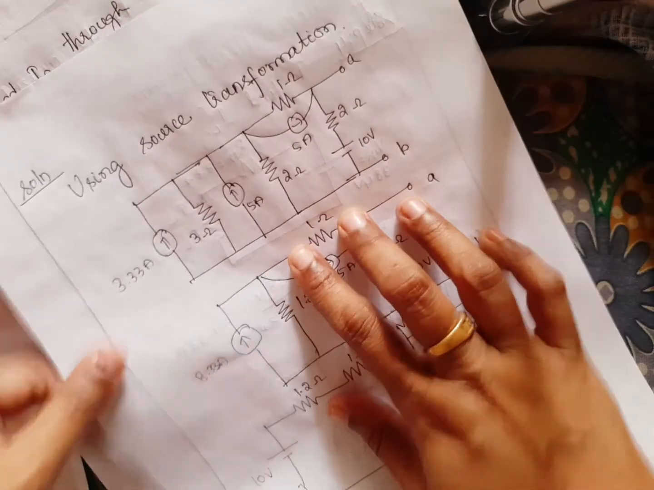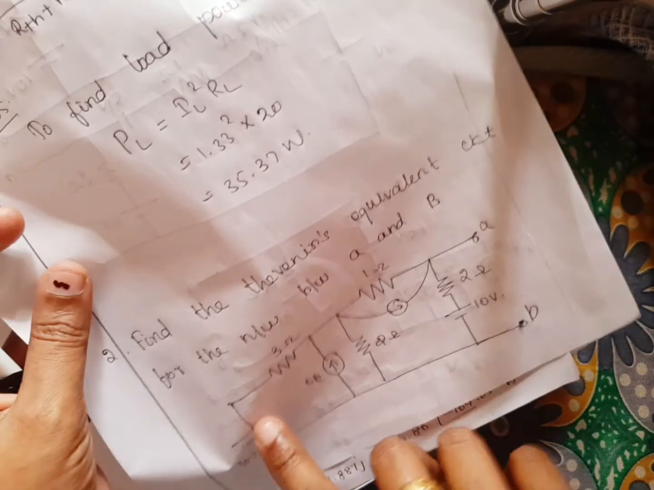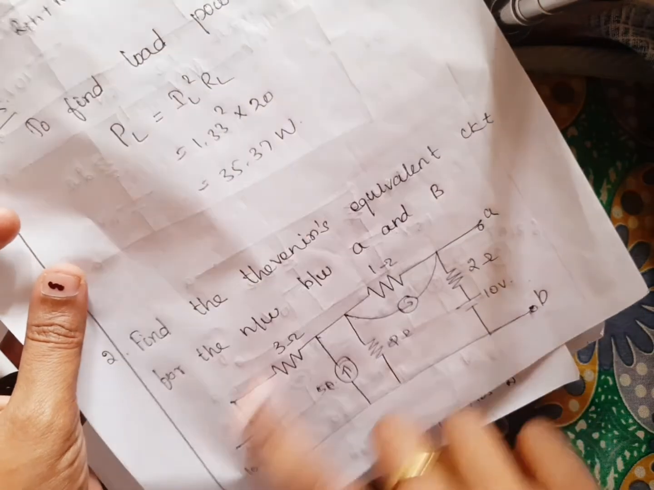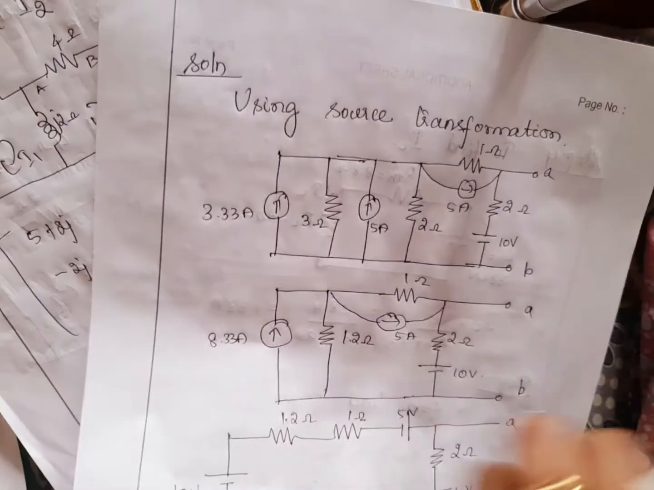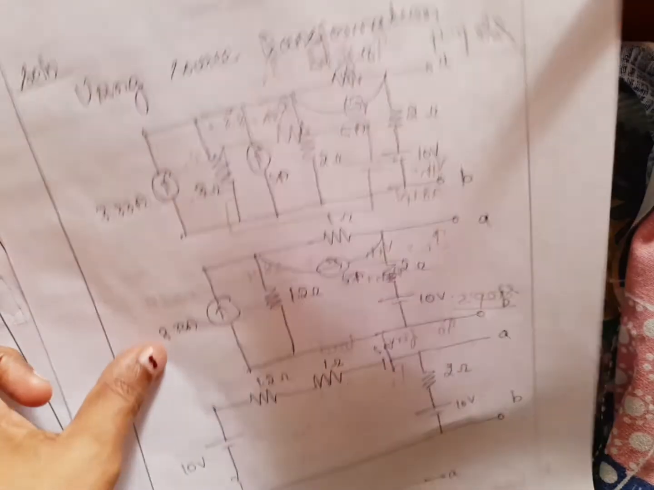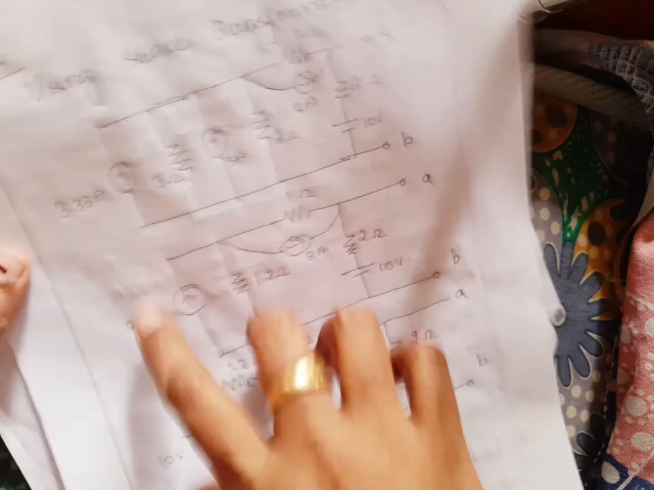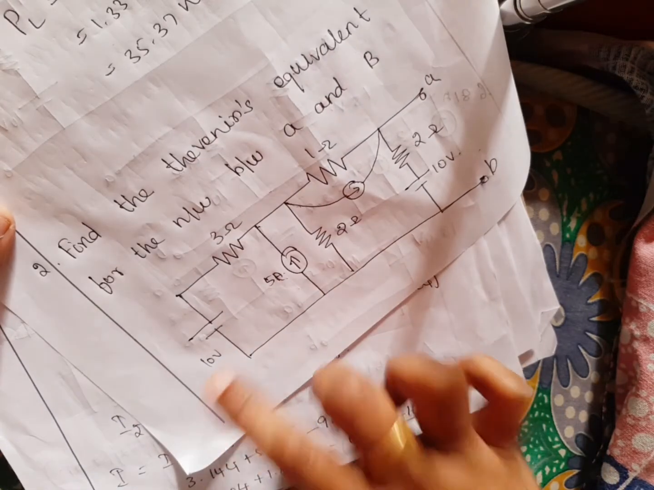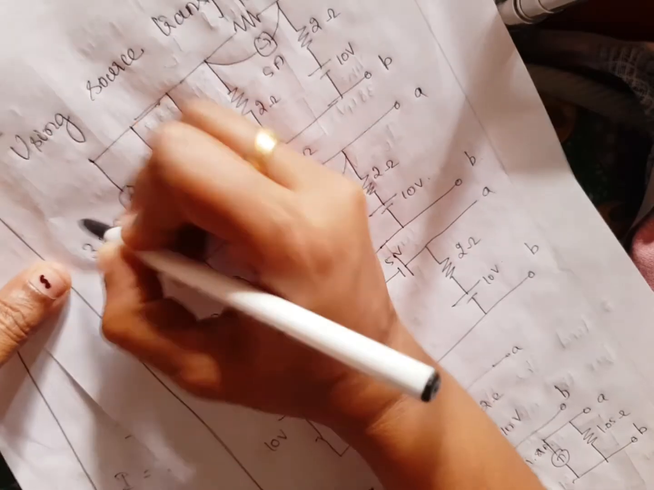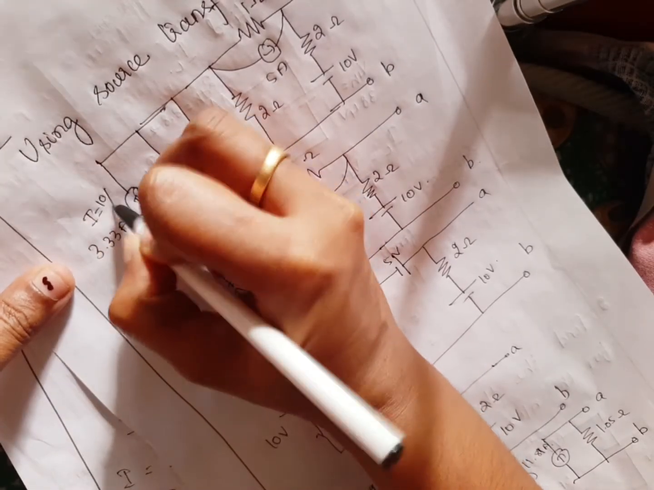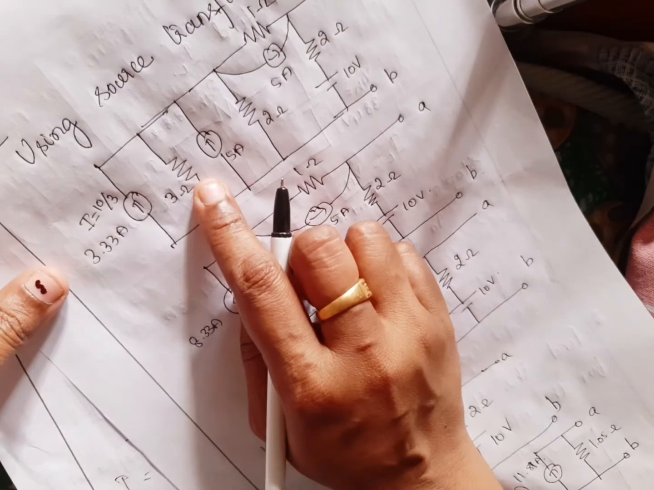Okay, so how can you find it? First, using source transformation, here there is one voltage source and resistor, so you can convert to a current source parallel with the resistor. So how do you write the current source parallel with the resistor? V is equal to I into R, so I is equal to V by R, that is 10 by 3. So the value is 3.33, with the 3 ohm resistor.